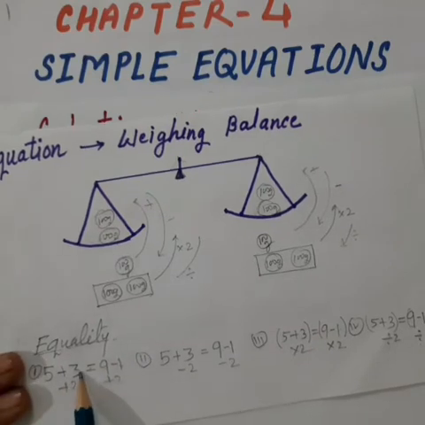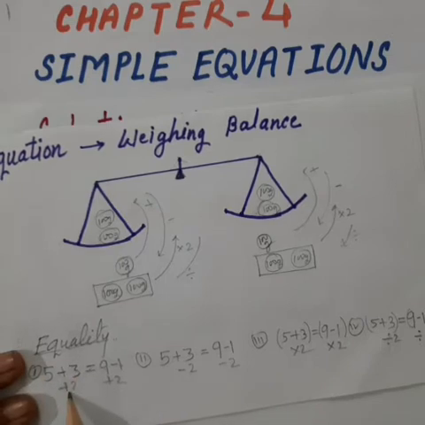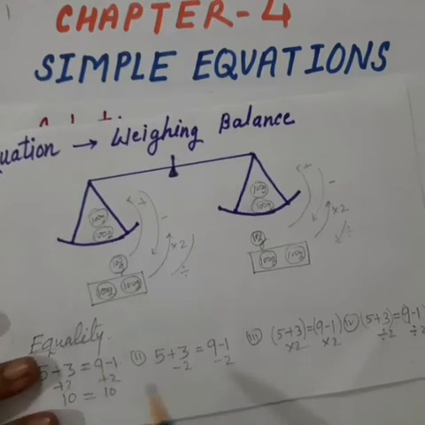See here, 5 plus 3 is 8 and 9 minus 1 is also 8. So both sides are equal. Let us add the same number on both sides. So 5 plus 3 plus 2: 5 plus 3 is 8, 8 plus 2 is 10. And 9 minus 1 is 8, 8 plus 2 is 10. So again we are getting both sides equal. The equal to sign doesn't change here.